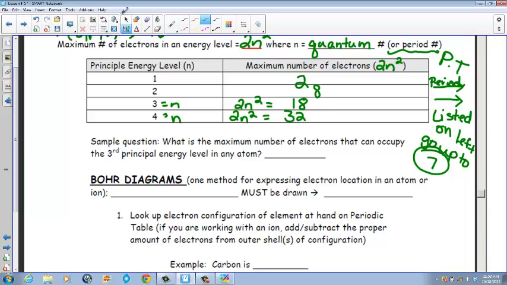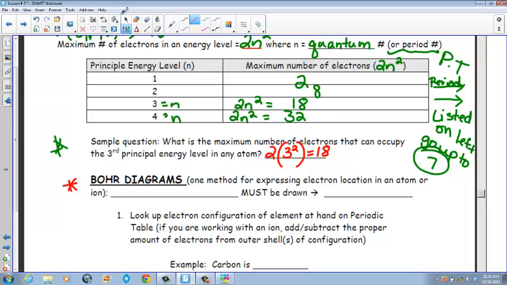So here's a question for you. What is the maximum number of electrons that can occupy the 3rd principal energy level in any atom? Well, we're going to use our general equation, 2 times 3 to the second, okay, right there. Let me fix that for you guys, so it's not so sloppy. So we'll say 2 times 3, principal energy level, squared, is going to equal 18.